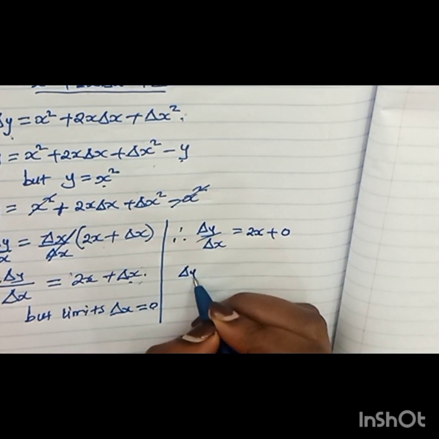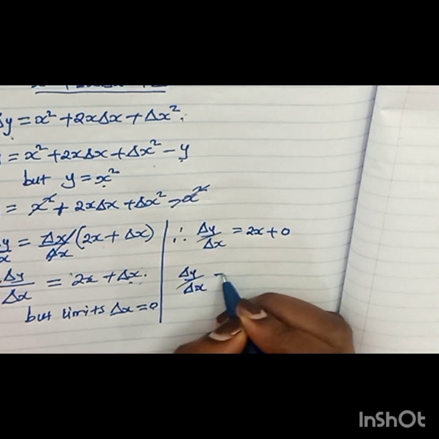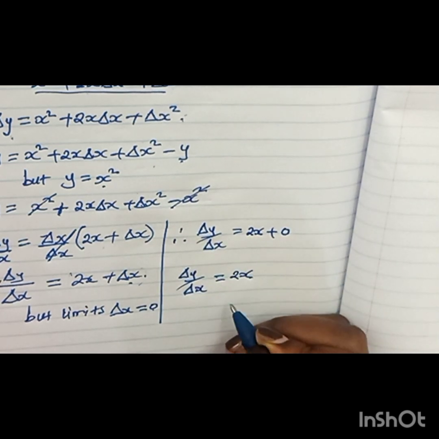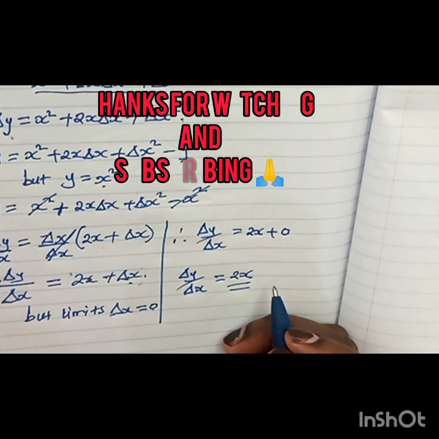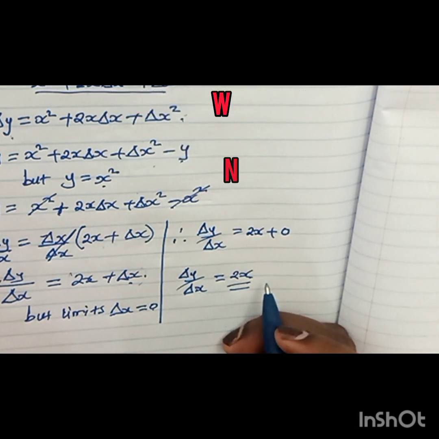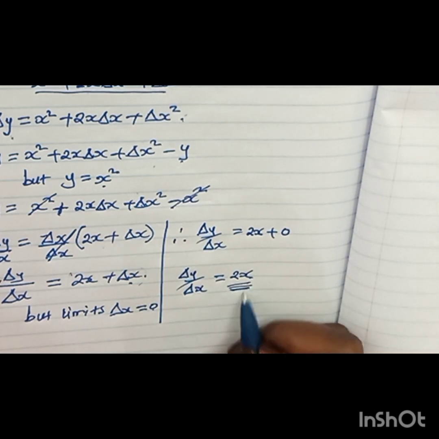Then my change in y over change in x is equal to 2x. This becomes our answer after differentiating x squared from the first principle. That's how we solve it.